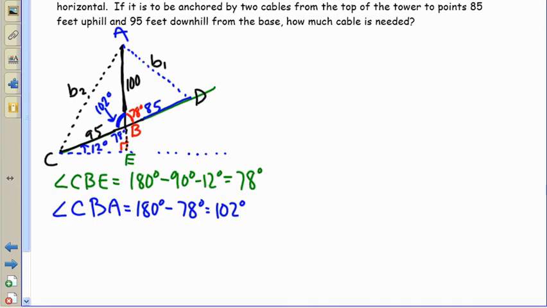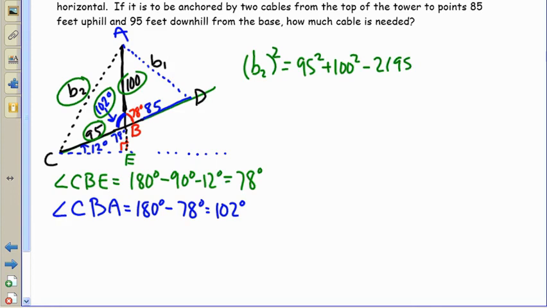So now I have all the information I need in order to solve for B1 and B2. For this, because I have a side, the included angle, and the side, I can solve for B2. So B2 squared would be equal to 95 squared plus 100 squared minus 2 times 95 times 100 times the cosine of 102 degrees. If you plug this into your calculator and solve, you end up with B2 being about equal to 151.58 feet, rounding to the nearest hundredth.